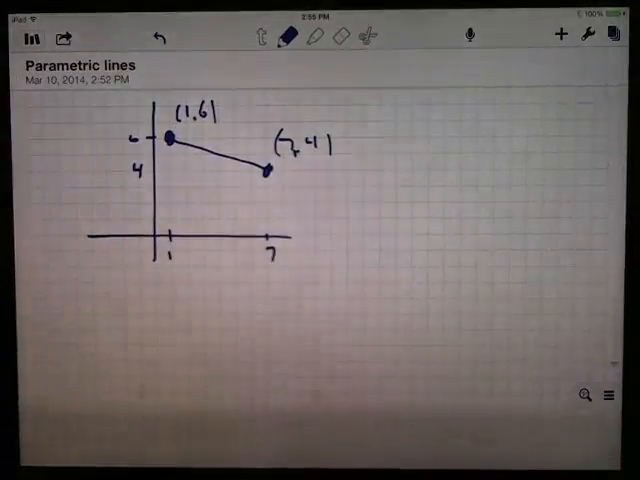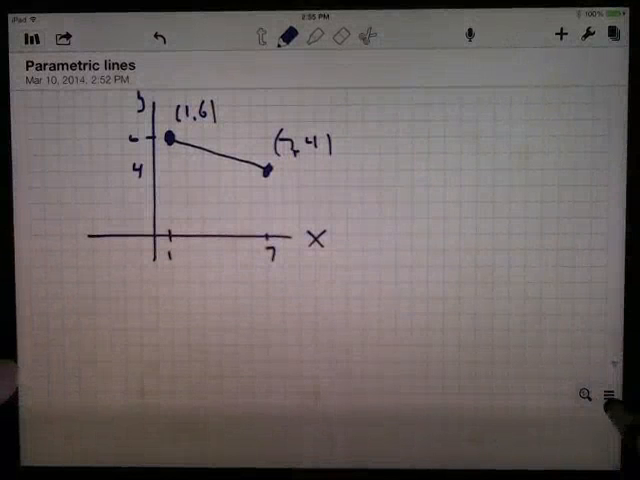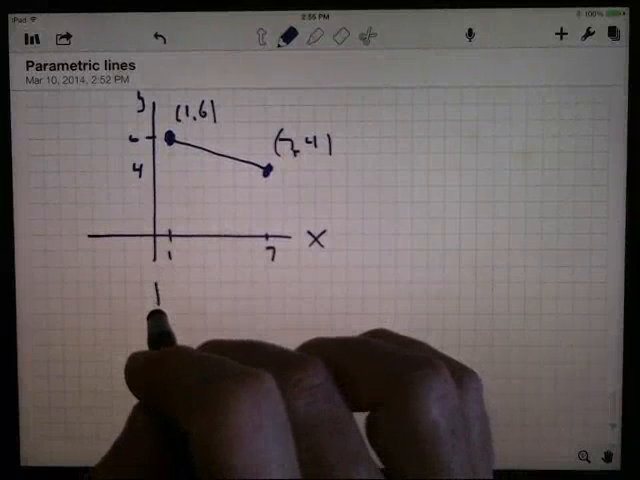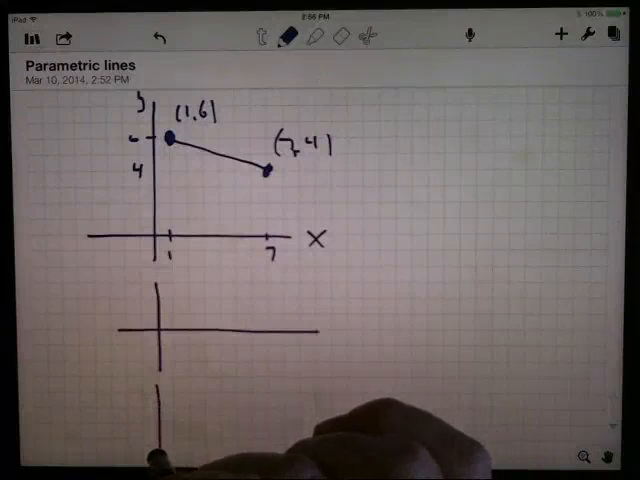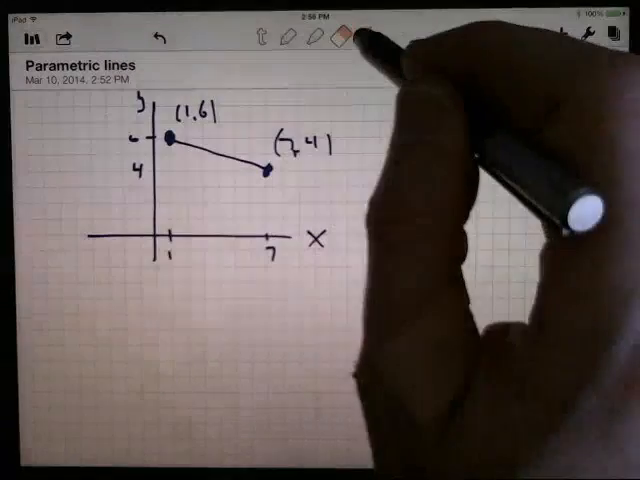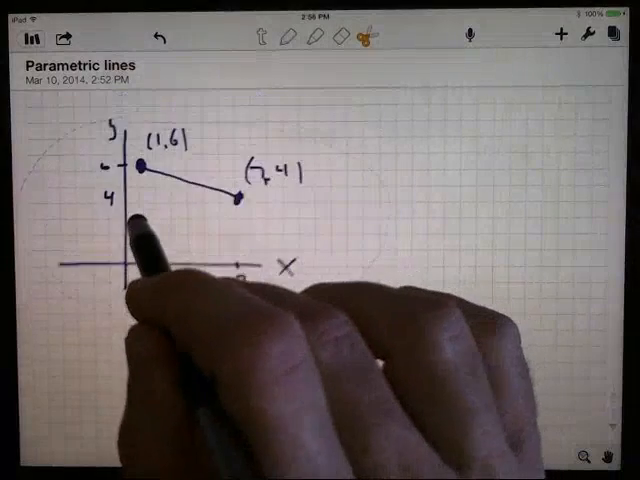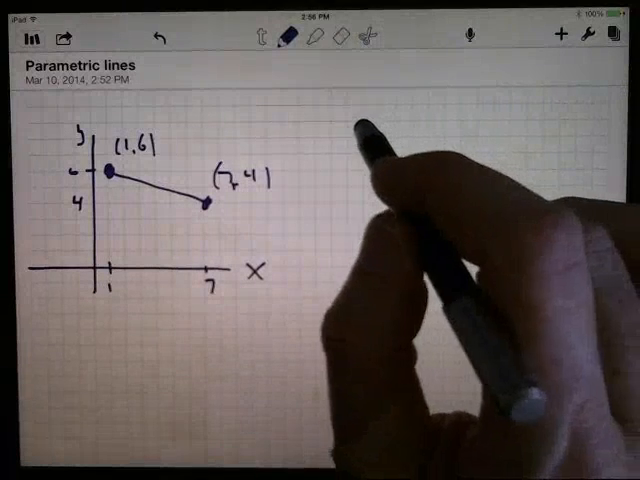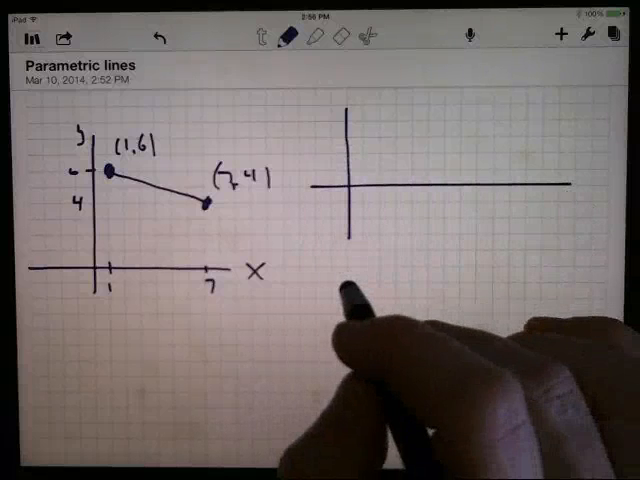Now to do this parametrically, this is x, this is y, I want to change this one graph into 2. I want to work myself backwards from the way that I create parametric equations. So I'm going to take this equation and turn it into 2 graphs. Actually, I'm going to erase that and take all of this stuff and move it over out of my way a little bit. There we go. So I'm going to draw my 2 graphs over here. So I'm going to draw x versus t. And I'm going to draw y versus t.